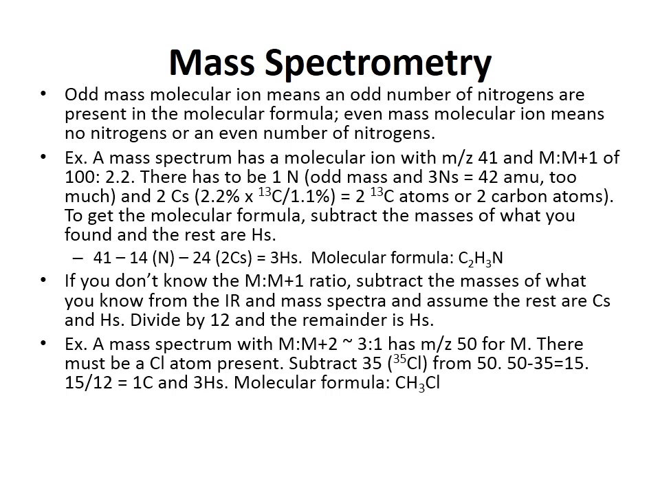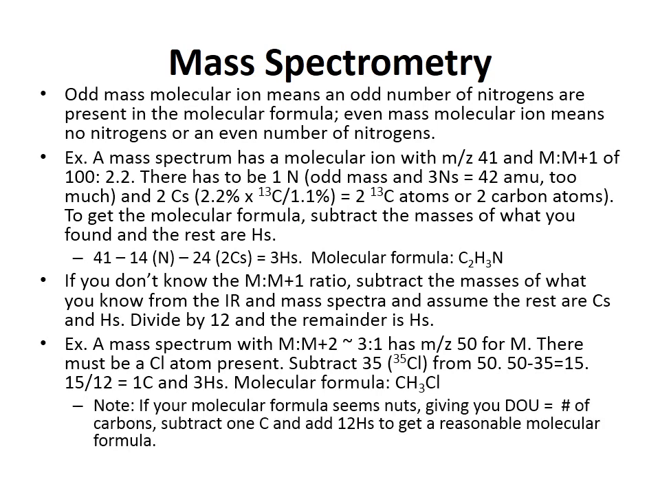So for example, a mass spectrum with an M to M+2 ratio of 3 to 1 has a mass to charge of 50 for the molecular ion. There must be a chlorine atom present, because it's a 3 to 1 ratio for M to M+2. Subtract 35 for chlorine-35 from 50. You do that, you get 15. 15 divided by 12 equals 1, dividing evenly, and the remainder is 3, which is for 3 hydrogens. Thus, the molecular formula is CH3Cl.